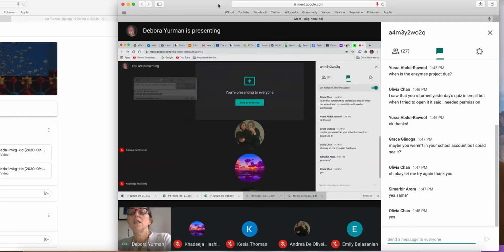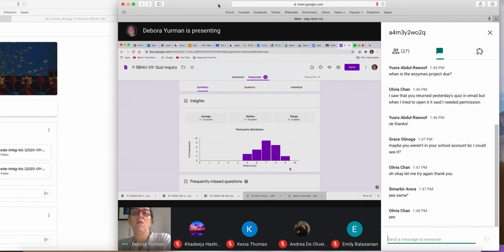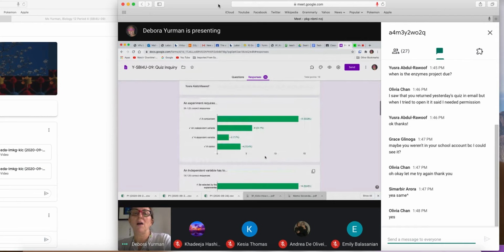Okay, perfect. So what you see here is that overall our results are pretty decent, okay? The median is 7 out of 10, the average is 7 out of 10, so there's a 70. That's a pretty high average, okay? Normally averages are about 60. So that means that most of you are not having trouble with this and you're doing okay. But there are some questions that give people trouble, so what I'm going to do is pause on those questions.